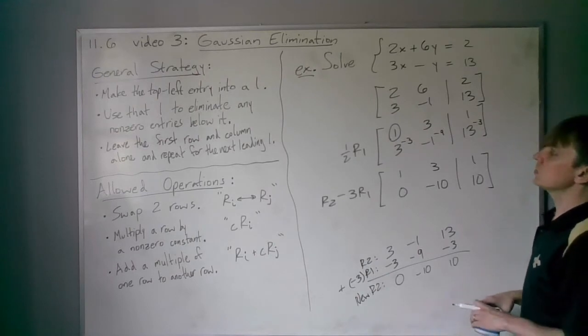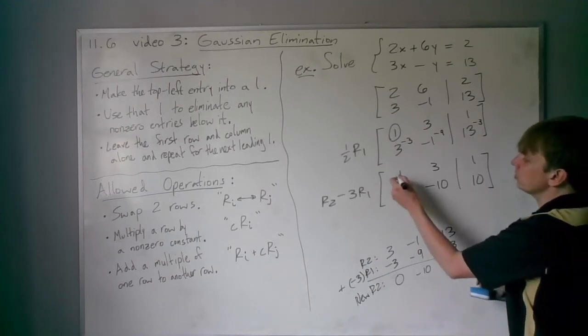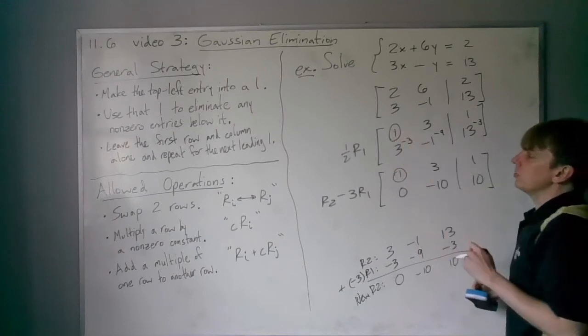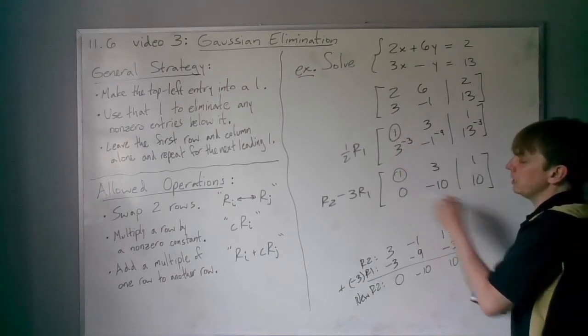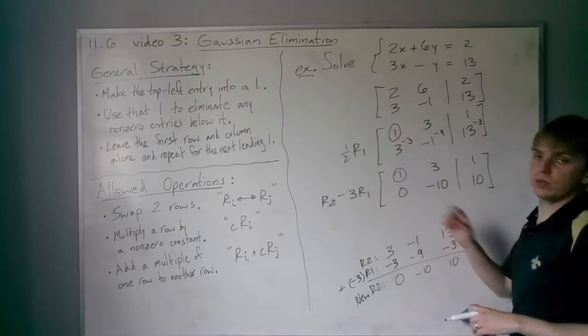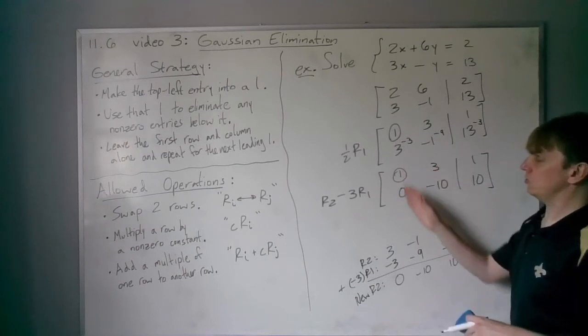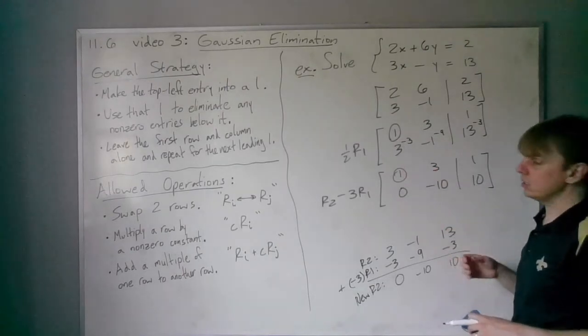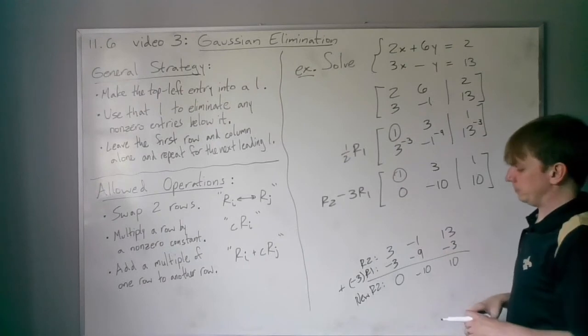Okay, so let's look at what we managed to accomplish. We got a 1 in the top left corner. We used that 1 to eliminate the entry below it. There was only 1 entry below it. So success, this first column is exactly how I want it to be. Leading 1 and 0 below it.